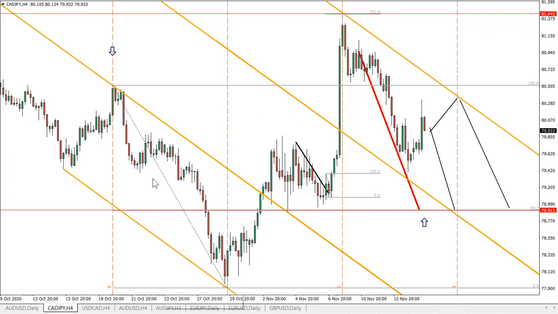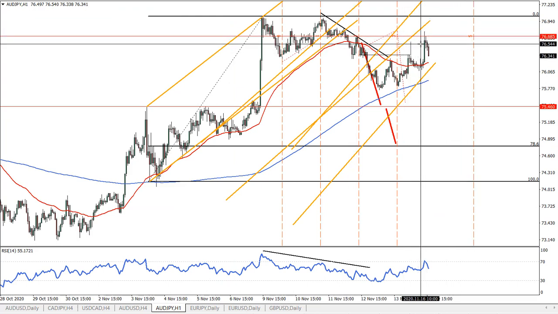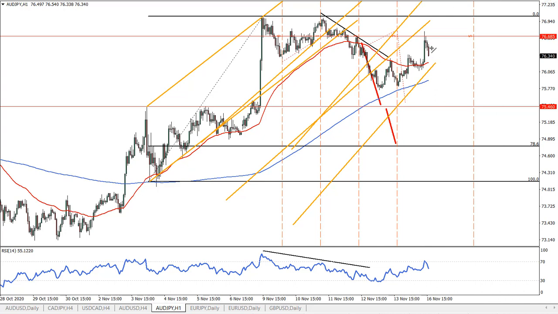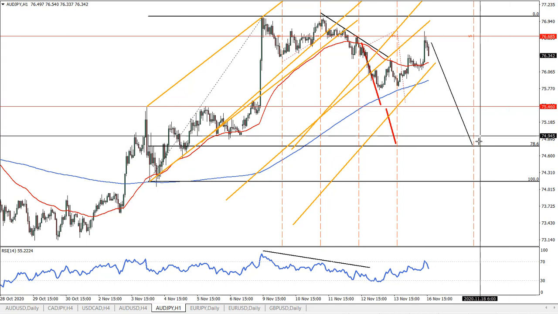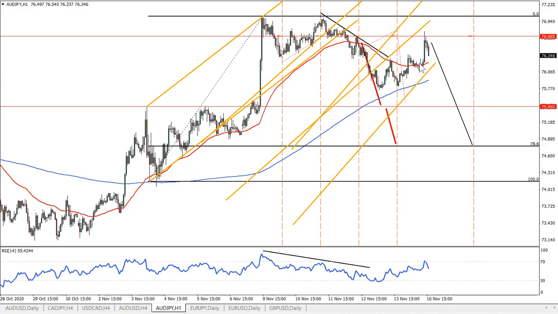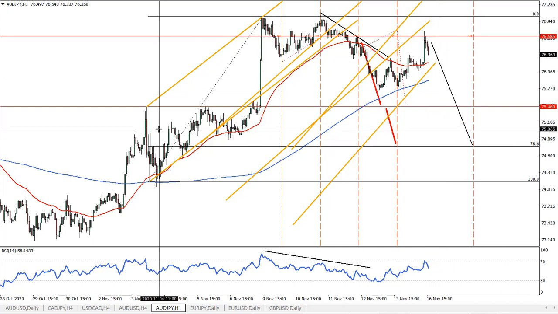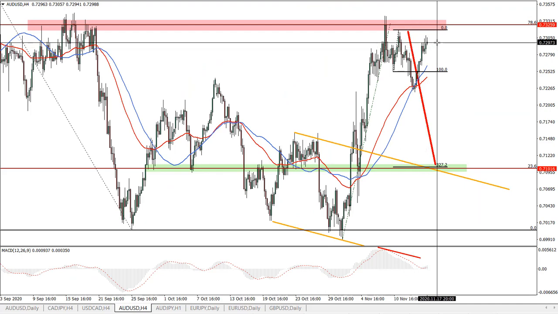Next is Australian Japanese yen, and here we retested the resistance and failed to break to the upside. So definitely this is a downtrend that I would expect, and probably it will not be this cycle, but the next cycle. So still valid and still expecting a strong move to the downside, along with the Australian versus dollar, which we analyzed already last week.